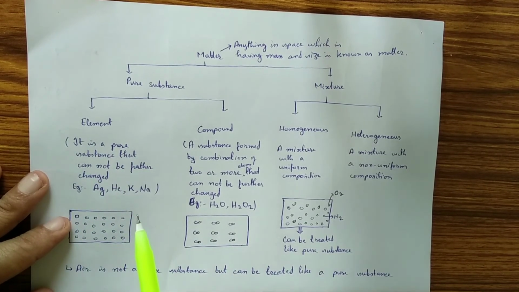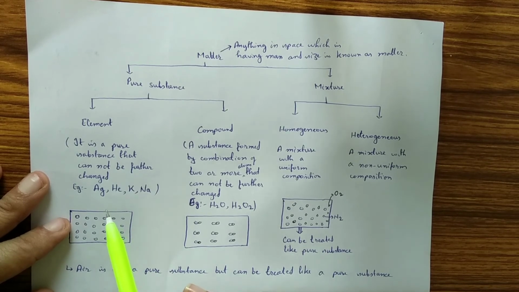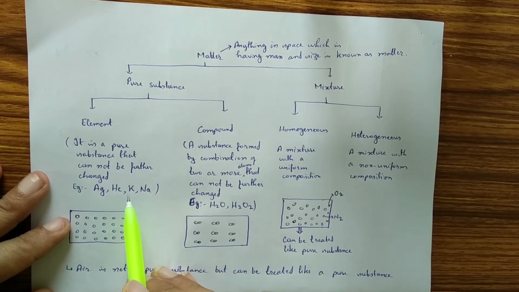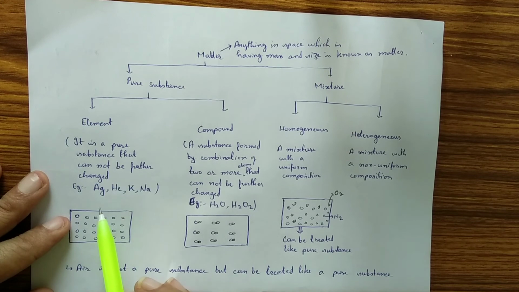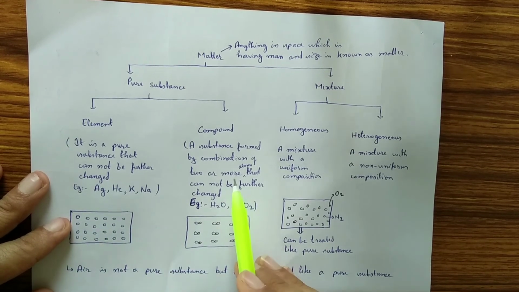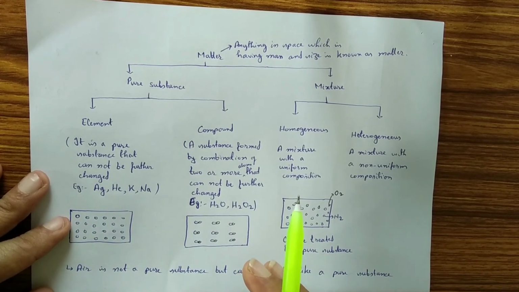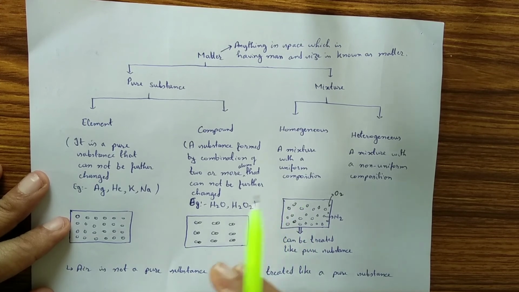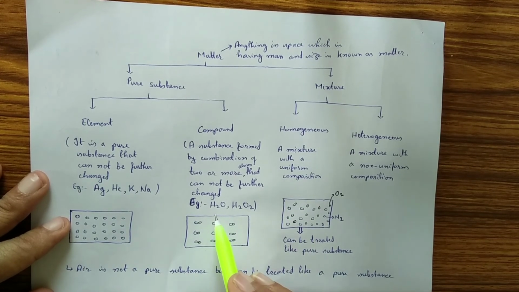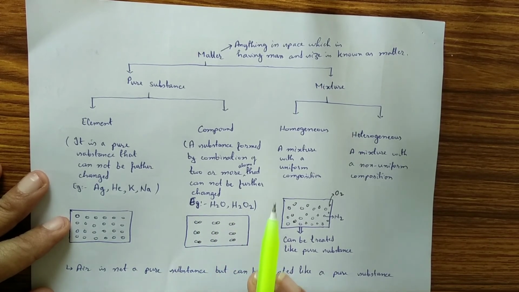That is, it has the same kind of atom. Examples: silver, helium, potassium, sodium. These are all elements. A compound is formed by the combination of two or more atoms that cannot be further changed. Examples: H2O, H2O2. This is also a pure substance.